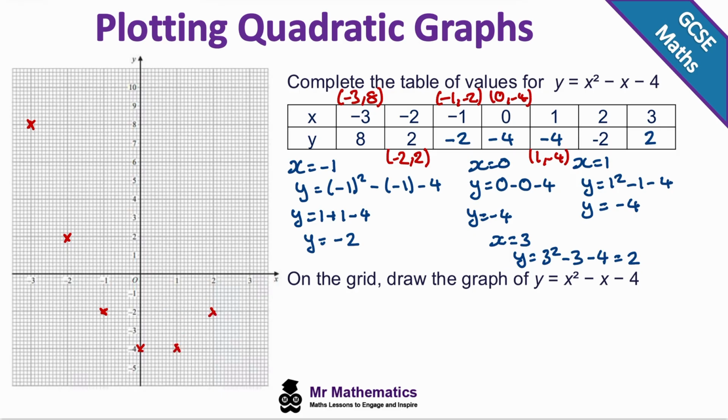2 and negative 2, and 3 and positive 2. Now again, we need to plot these points together using a smooth curve. So it should look something like that. Okay?